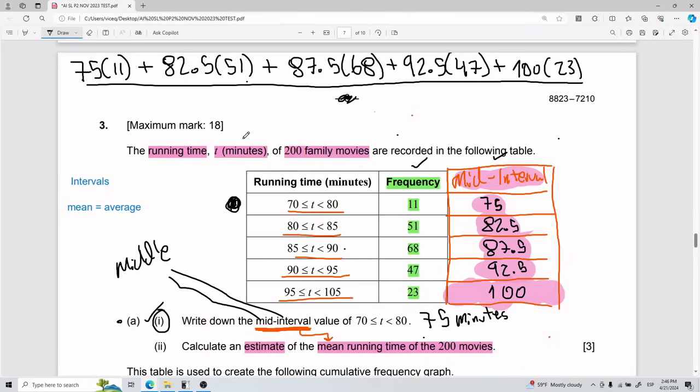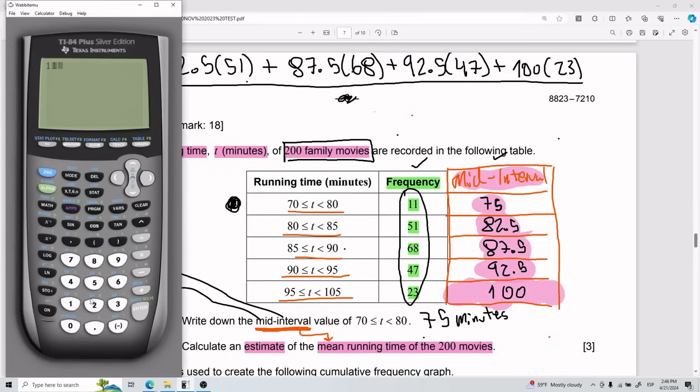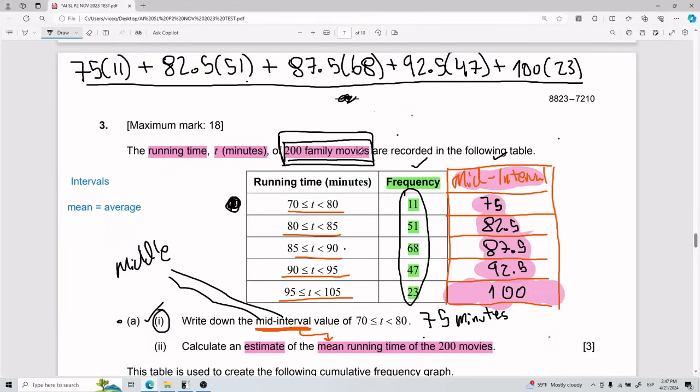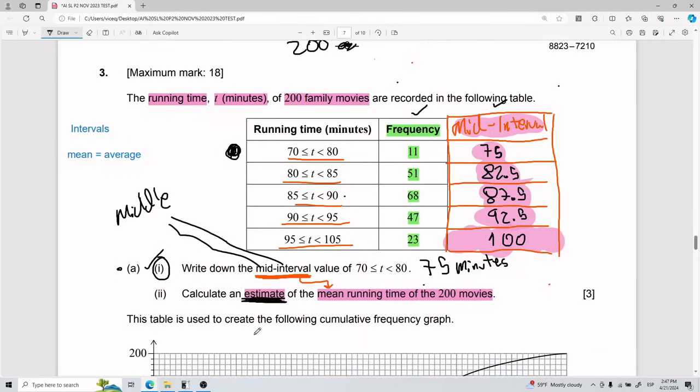And so divided by your total, well, what's my total? 200 family movies. What's another way to check your total? Add all the frequencies, and that has to be your total. And surprise, it's going to be 200. So it's 200 by context, but you can also get 200 by adding the frequencies. And so here we divide by 200, and that will be my estimated mean. Why is it estimated? Because you don't have exact values.